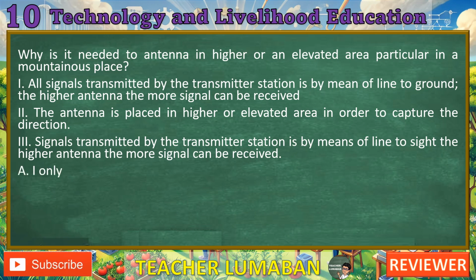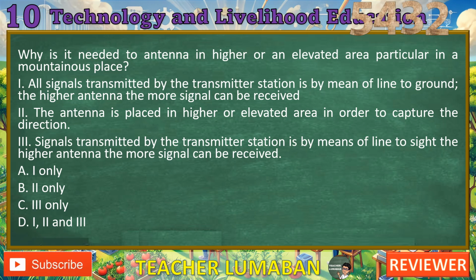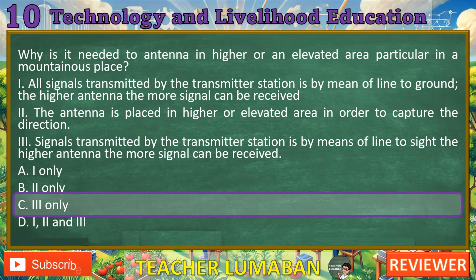A. Isa only. B. Dalawa only. C. Tatlo only. D. Isa, dalawa, and tatlo. In the next 5 seconds, select the best response from the available options. 5, 4, 3, 2, 1. The correct answer is C.